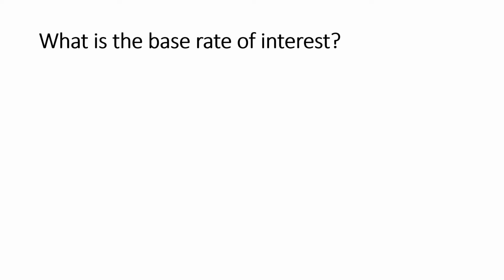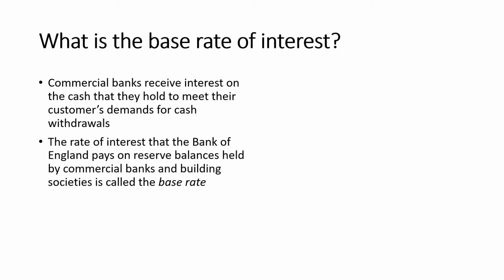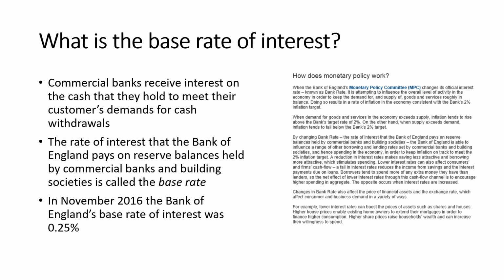So you also need to know what the base rate of interest is. Commercial banks like NatWest receive interest on the cash that they hold to meet their customers' demands for cash withdrawals. The rate of interest that the Bank of England pays on reserve balances held by commercial banks and building societies is called the base rate of interest. In November 2016, the Bank of England's base rate of interest was 0.25%. So that's what the base rate of interest is. If NatWest puts some of its surplus cash on deposit with the Bank of England, they'll receive this rate of interest called the base rate.